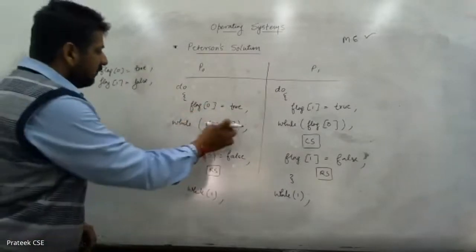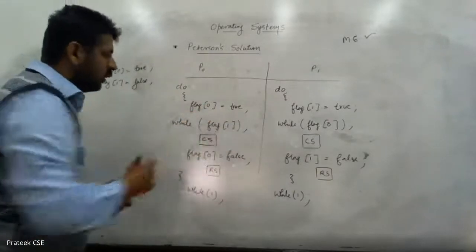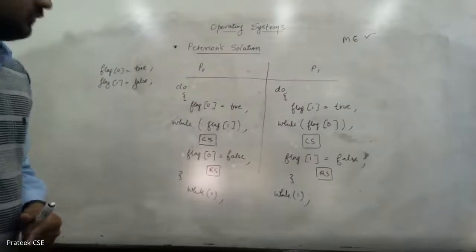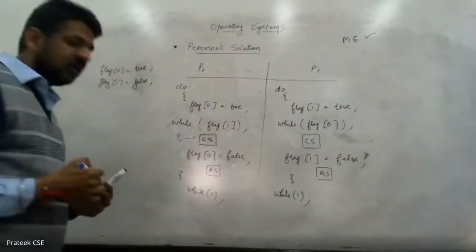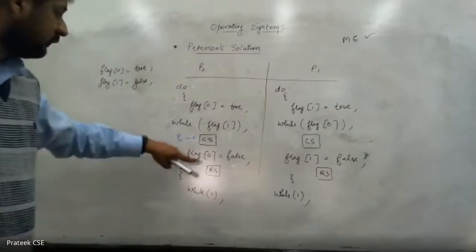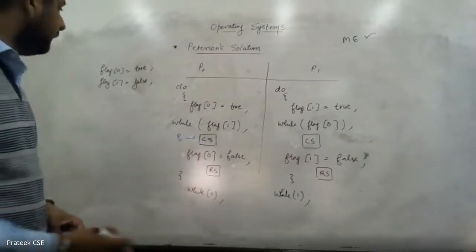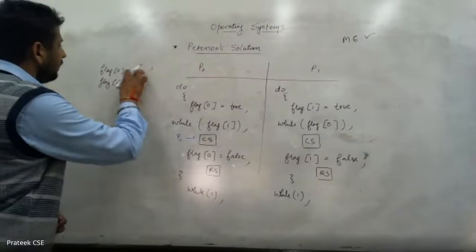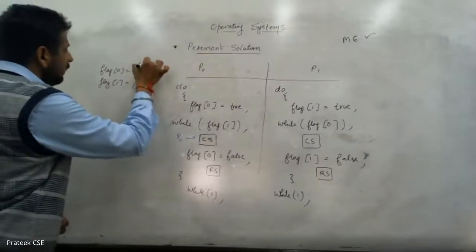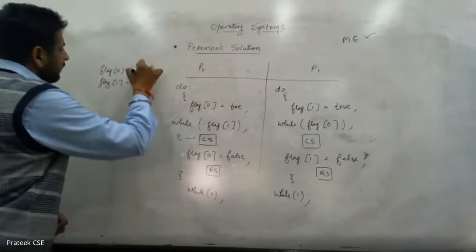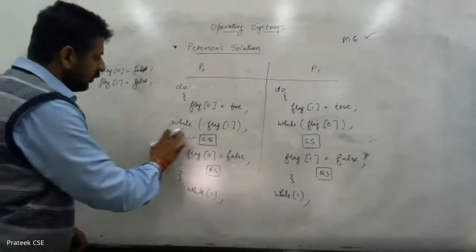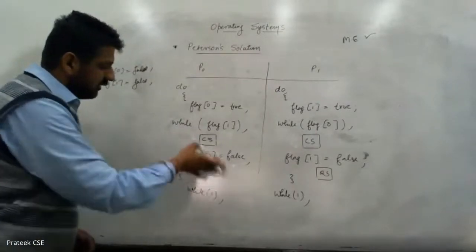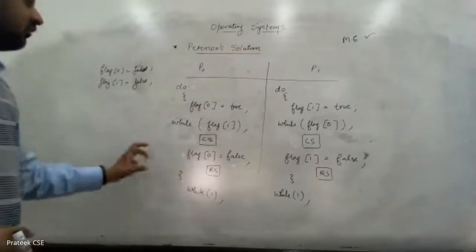So initially, if P0 wants to enter the critical section, P0 will set the flag of 0 equals to true and while flag of 1 false है, so P0 will be there inside the critical section, and after completing its task inside the critical section, the flag of 0 will be set again to false, and definitely after setting this flag of 0 equals to false, P0 will exit the critical section. It will execute rest of the instructions.